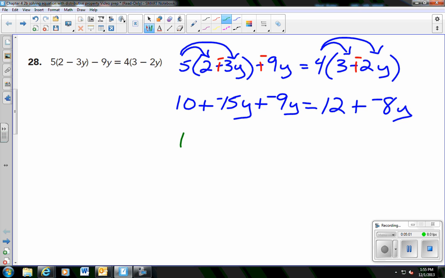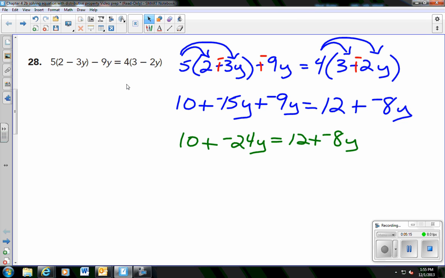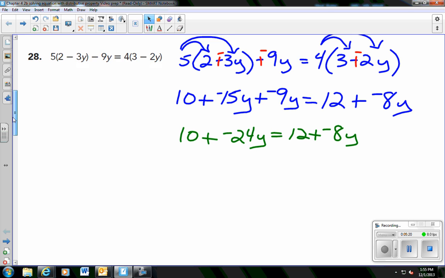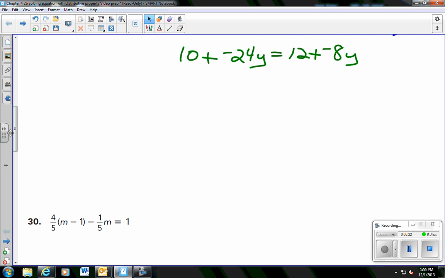So nothing we can do with the 10. 10 will stay 10. Plus 15 negative y's plus 9 negative y's will give you negative 24 y's equals 12 plus negative 8y. And again, we cannot add the 12 and the negative 8y because they are not like terms. So now the next step is to get those variables, the y's, on the same side. And I always bring the y's on the right side over to the left side.